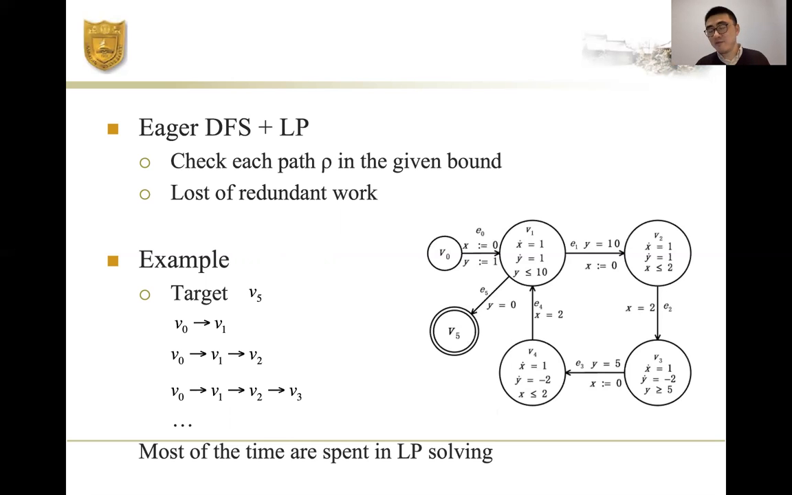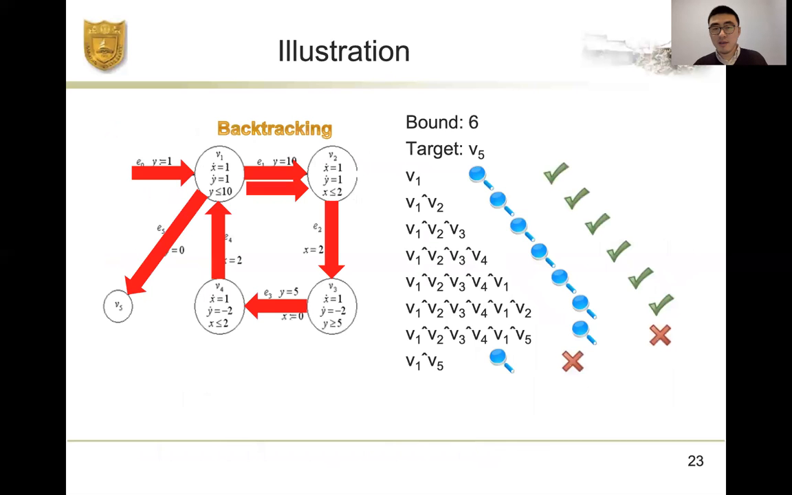Compared with DFS of the graph structure, LP solving is very time consuming. DFS is quick, right? But once you find a new path segment, you do the checking, you call the LP solver, and you wait for the result. It takes a lot of time. You still remember this picture, right? When we check V1, 2, 3, 4, 1, 5, how many LP solvings do we do? 1, 2, 3, 4, 5, 6. We call our LP solver 6 times to see whether the prefix is feasible or not.